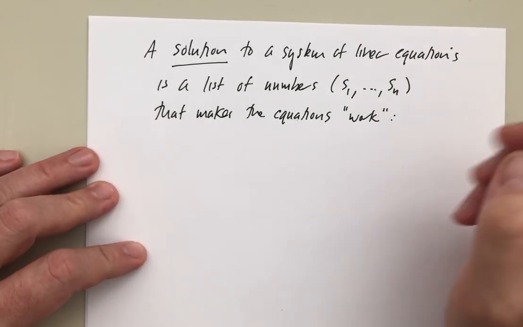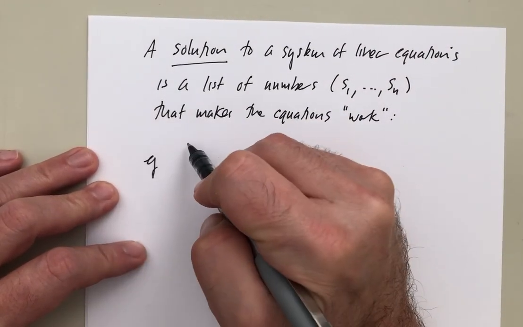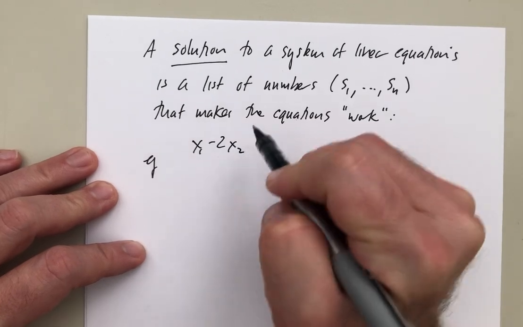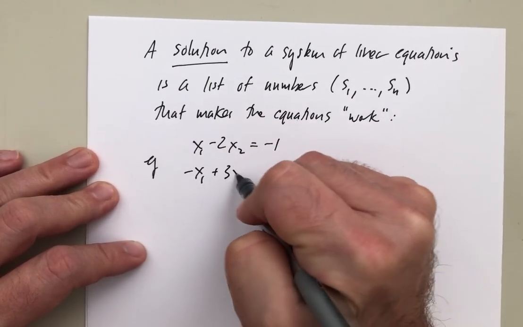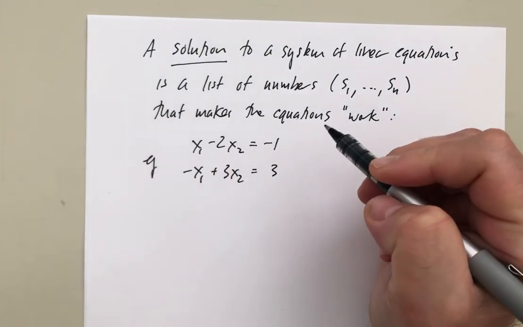And let me just give you an example. Let me go back to that example we had before. x1 minus 2x2 equals minus 1, and minus x1 plus 3x2 equals 3. So what's a solution?